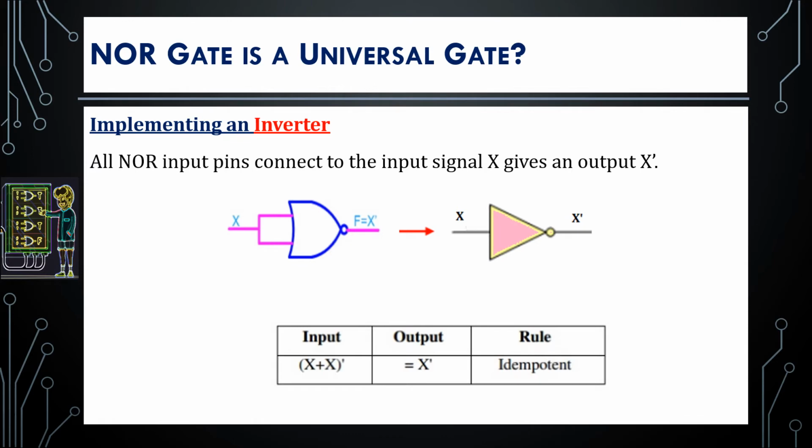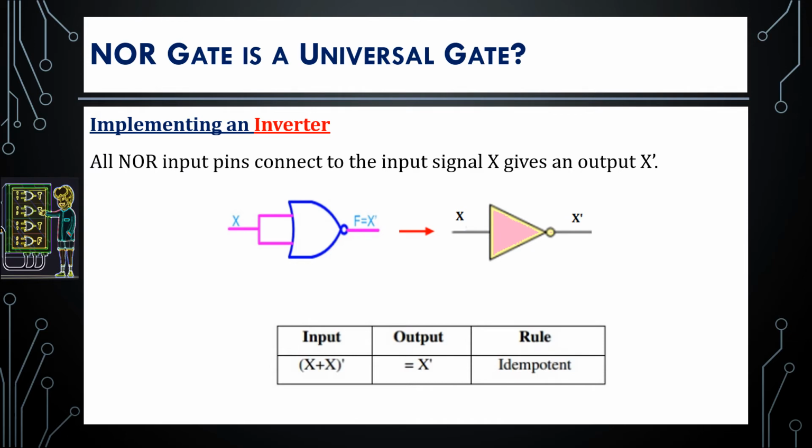Similarly, let's look into how to implement an inverter using a NOR gate. All NOR input pins connect to the input signal X, which gives an output signal X bar. Let's look into that. We are giving X to both inputs of the NOR gate. So we'll be getting (X plus X) the whole complement. According to the idempotent law, X plus X is X, right? So we'll be getting X complement. So with the help of a single NOR gate, we can implement an inverter.